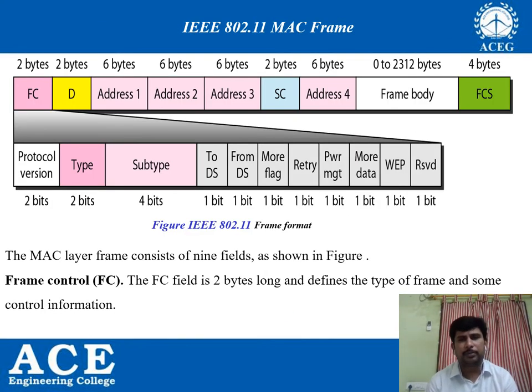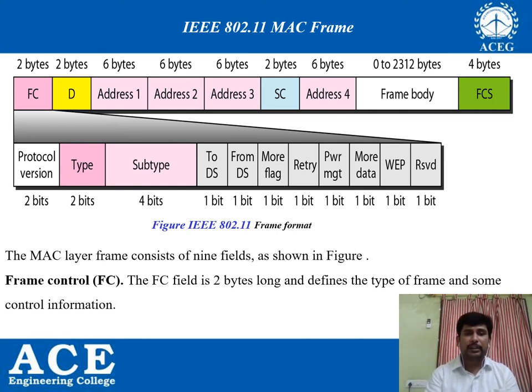So the next topic which we would like to discuss is the IEEE 802.11 MAC frame format. This is the last topic of our second unit, so let us understand it. The IEEE 802.11 MAC frame format consists of different fields. What are they? So this is the IEEE 802.11 frame format.